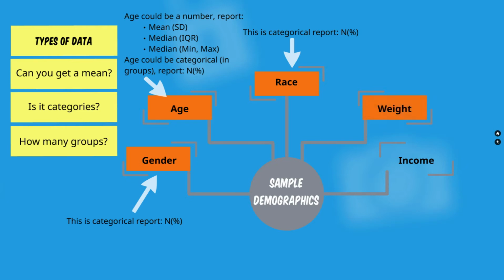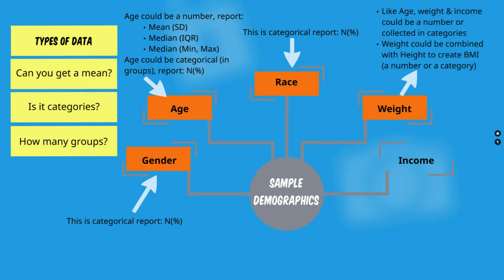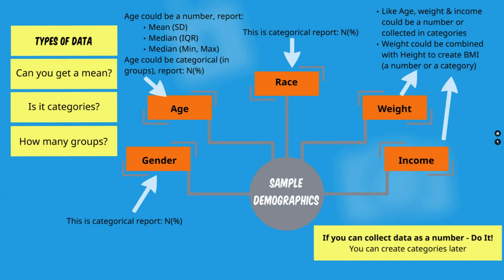Variables like weight and income can be both. Like age, weight and income could be a number or it could be collected in categories. In addition, weight could also be combined with height to create the body mass index value. And then BMI could actually be a number or category. Income is similar to weight in that you could collect a specific number, but often people don't know that, and generally income is collected in categories. In any case, remember, if you can collect data as a number, do so. You can create categories later.